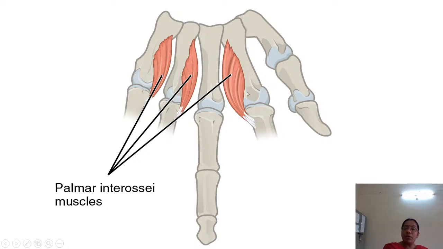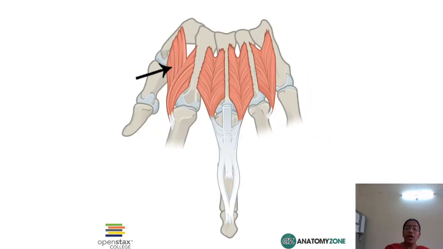Same way, when you come across the third and fourth palmar interossei, they come from the respective third and fourth metacarpal and insert into the proximal phalanx. So in this way, all the 4 palmar interossei are coming from the metacarpals and inserting into the proximal phalanx. When you see the dorsal interossei muscles, so these are the dorsal interossei muscles.